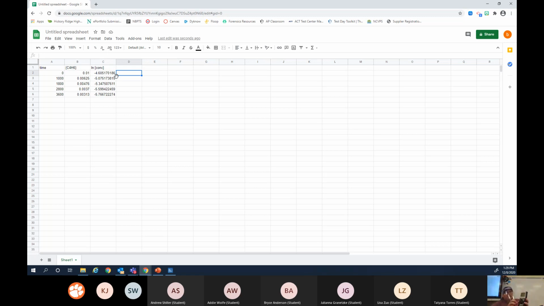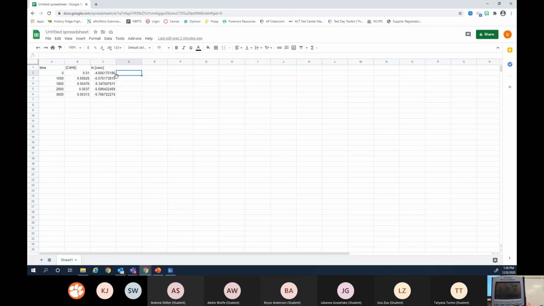So you're going to hit second stat, so that pulls up the list, and we can select which list we want it to do the natural log of. We said we wanted it to do natural log of List 2. So highlight List 2, hit enter, and then I'm going to hit enter again. And whenever I hit enter, it filled in all of the data. So I did not have to type it in individually for each cell.